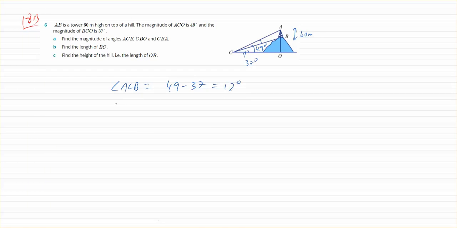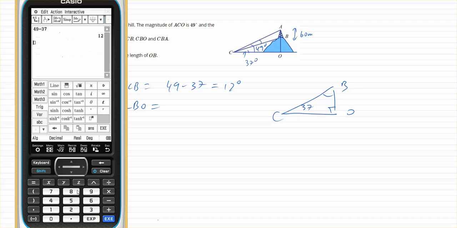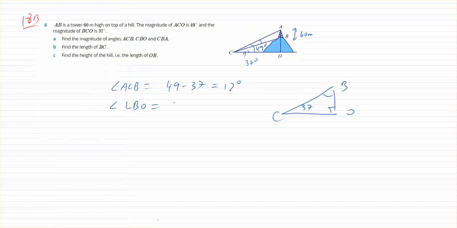We want to find the angle CBO. If I draw CBO, we know that's 90 degrees, and we know that's 37. So CBO must be 180 minus 37 minus 90, because we know the angles inside a triangle sum up to 180. So 180 minus 37 minus 90 gives us 53 degrees. CBO is 53 degrees.